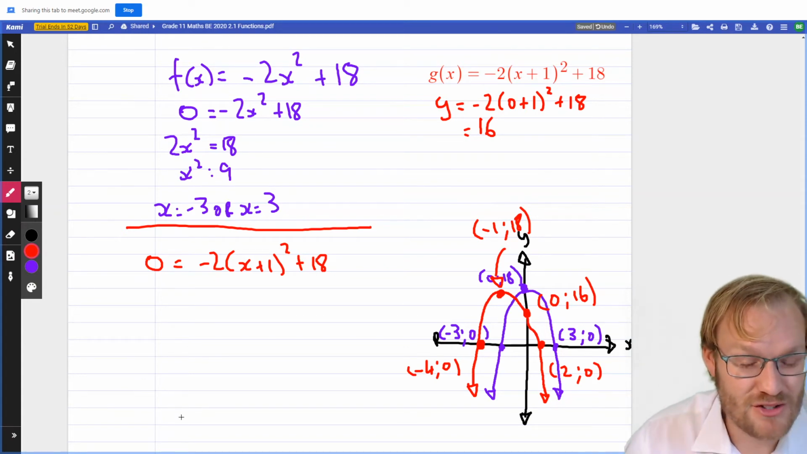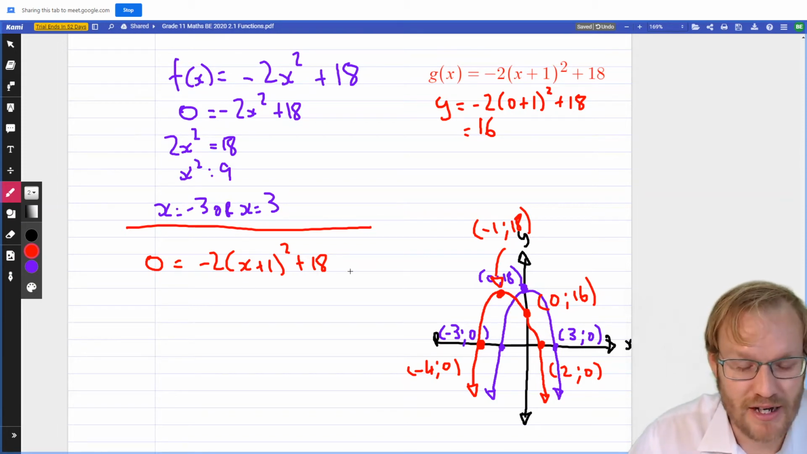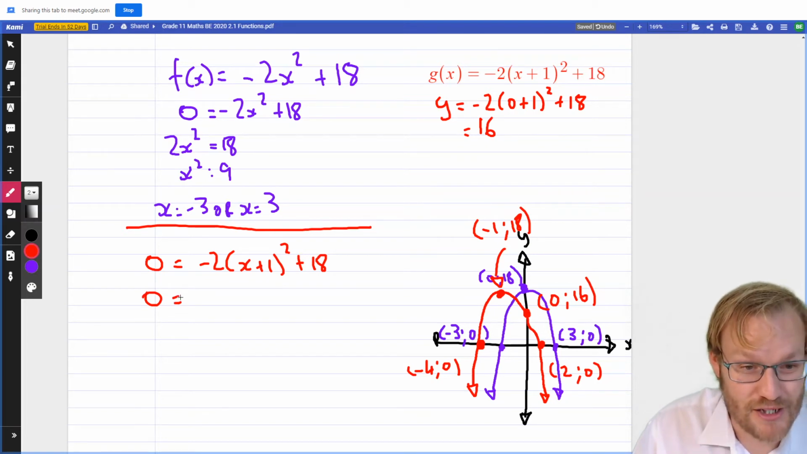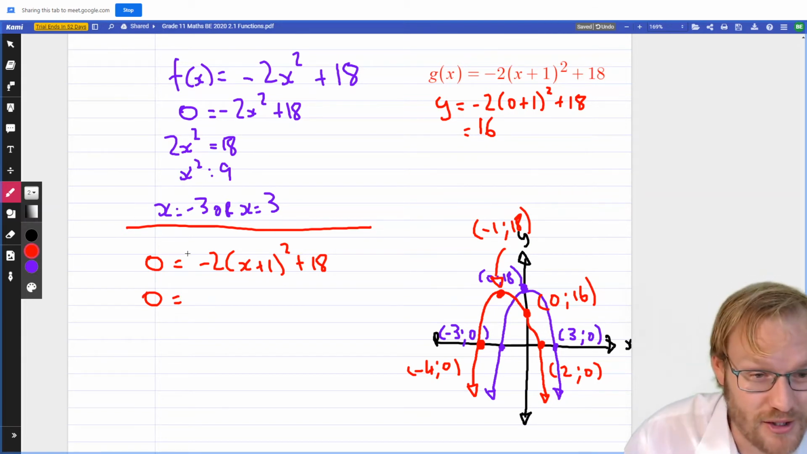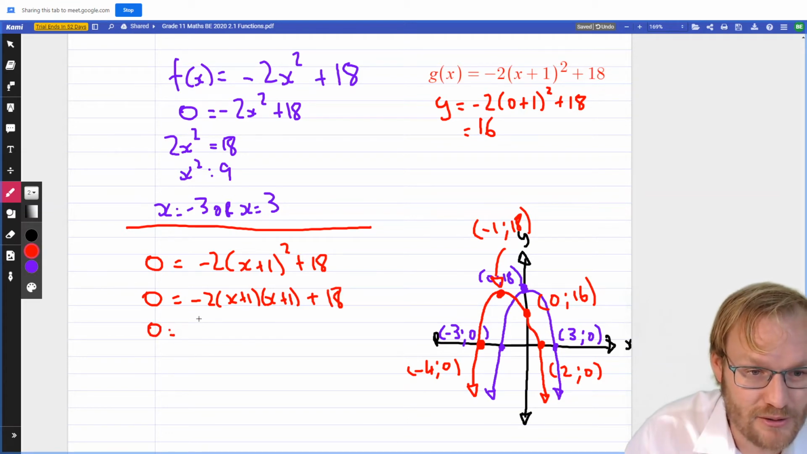And for now, let's just go back to our basic algebra that we know and say, let's just multiply this whole thing out and then factorize. So please do it. I'm going to do it here in the background while you're doing it as well. So I've got -2(x + 1)(x + 1) + 18 = 0.